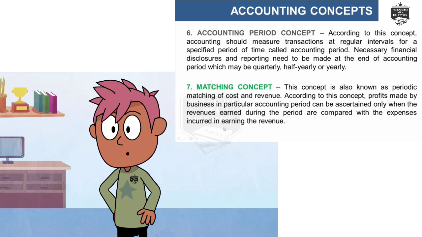So we can't just look at the revenues for the period, we also need to analyze the expenses, because expenses are nothing but the cost which we are paying to earn that revenue. After analyzing both the revenue and expenses, only then can we decide what profit the business made in any particular financial period or accounting period. And this is what the matching concept says: depend on both cost and revenue, and not just a single criterion, to judge the business performance.